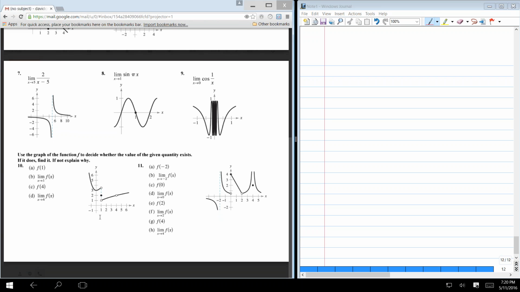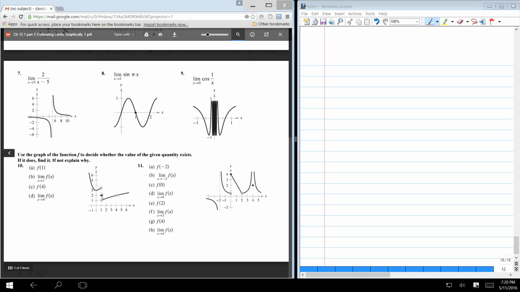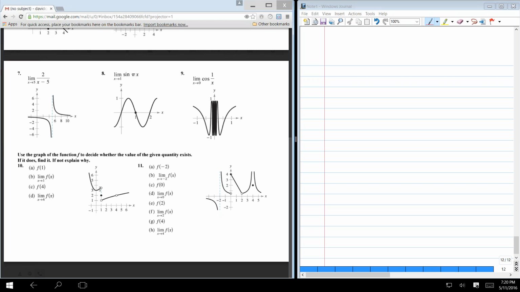f of 1 would be 1. Go to 1 on the x-axis, find the point on the graph that it corresponds to, and read it off the y-axis. Okay, because from the left I see it at... Don't look, the limit doesn't exist, because from the left it's like 3.5, from the right it's 1, so the limit doesn't exist. But f of 1 definitely does. There's a black dot right there. 2. That's f of 1, and it's equal to 2.